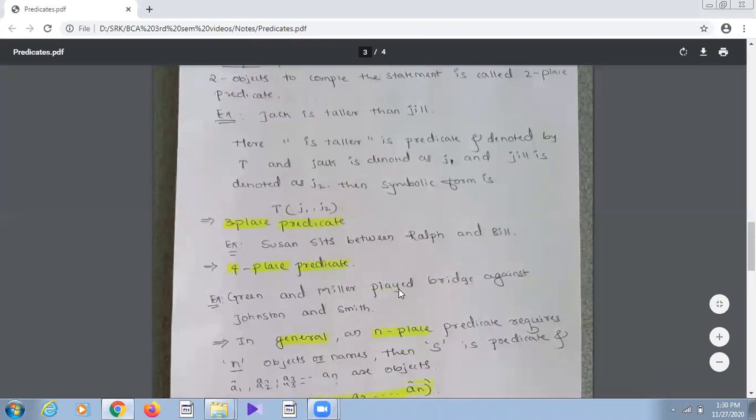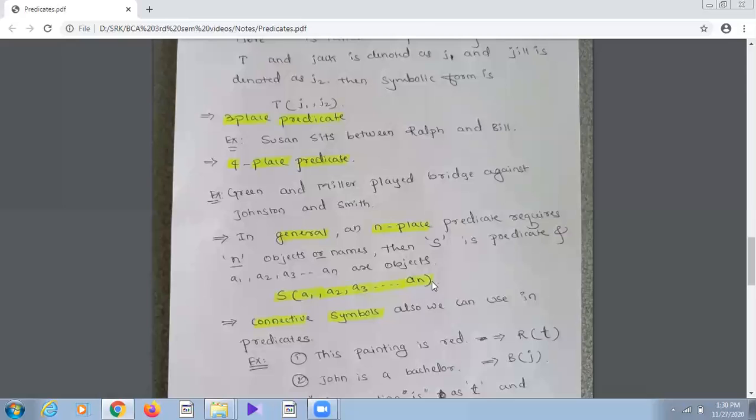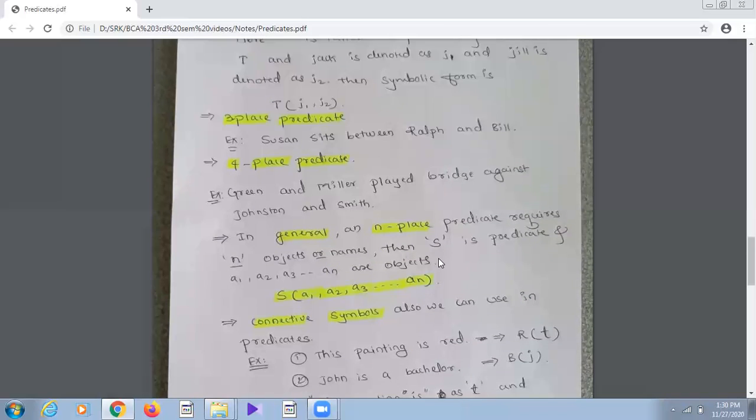Any doubt up to this? One place, zero place, two place, three place, four place, n place. Next, we are combining these predicates. See here how we combine them by using the connective symbols. What are the connectives? Negation, disjunction, conjunction, conditional, and biconditional. These connectives can also be used in predicate logic. So how will they be used?